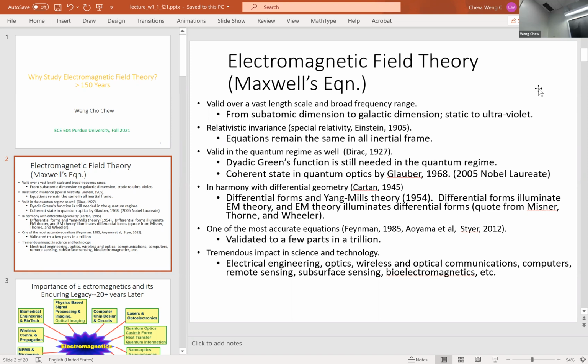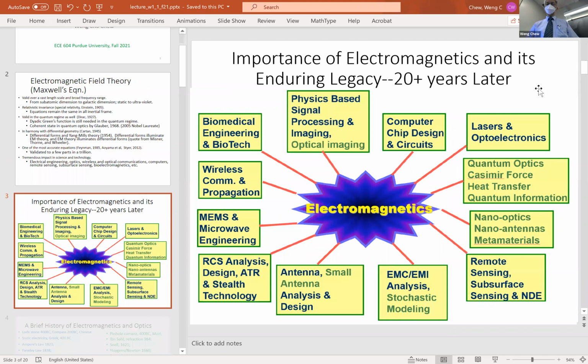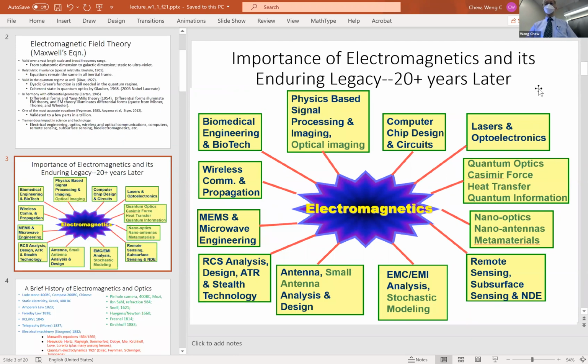Okay, and you do that with bioelectromagnetics as well. Okay, there are all kinds of things you can work with, and electromagnetic field. And this is something that I put up maybe 20 plus years ago.